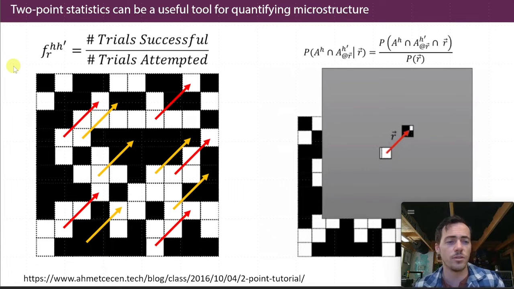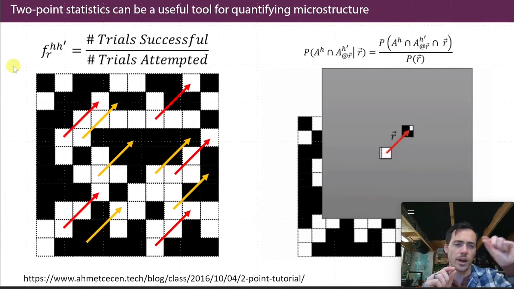Essentially what it does, it says if you've got two different phases that are present, what you might do is pick a vector in some direction, at some length and at some direction through your material. What's the odds of you landing on the same phase where you started? So how could you do this?